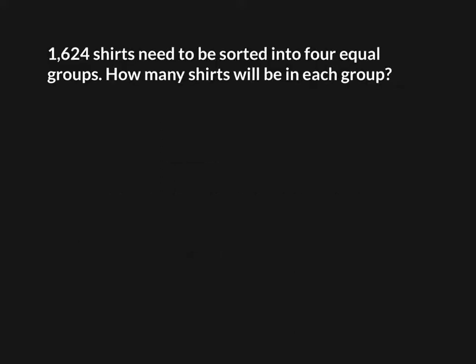So this lesson is going to be all about how to draw tape diagrams to help us understand what the word problem is asking us to do. This story problem says 1,624 shirts need to be sorted into 4 equal groups. How many shirts will be in each group? So the question that we're practicing tonight is to determine, is the size of the group unknown or the number of groups unknown? And there are different ways we draw tape diagrams to match that.